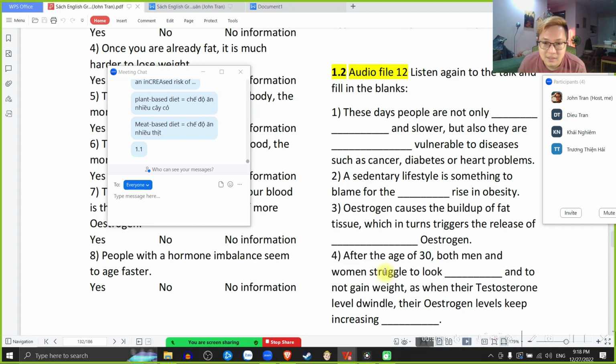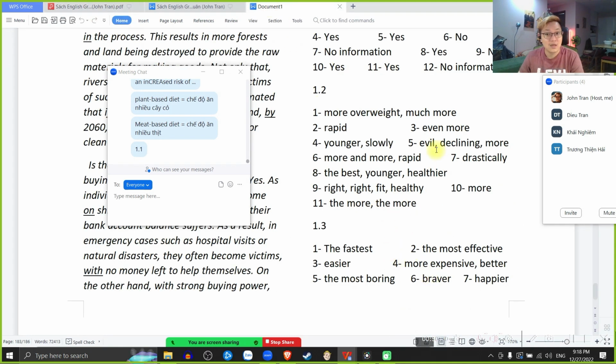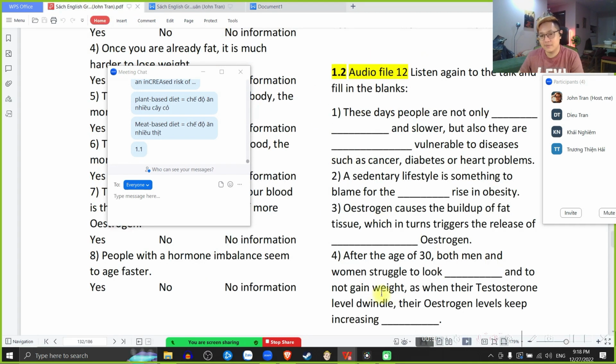Number 4, after the age of 30, both men and women struggle to look younger and to not gain weight. As when the testosterone level dwindle, the estrogen levels keep increasing slowly. Cái bài này chỉ là nghe điền lại cho đúng rồi mà. You just have to listen and fill in there.